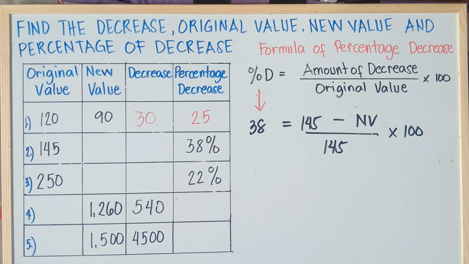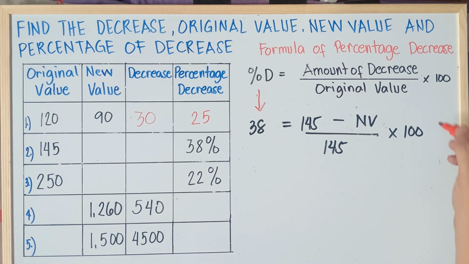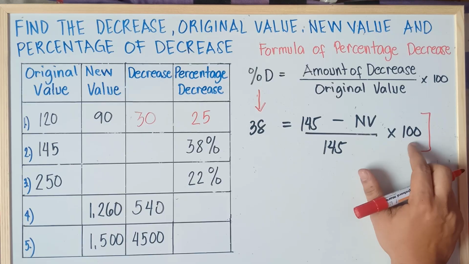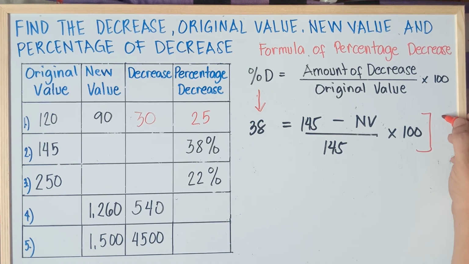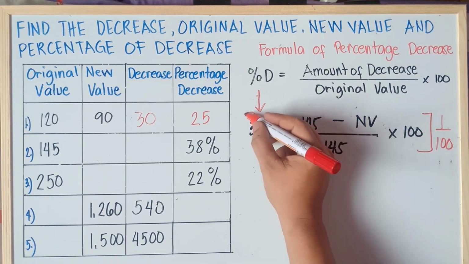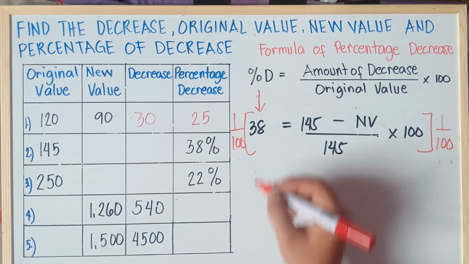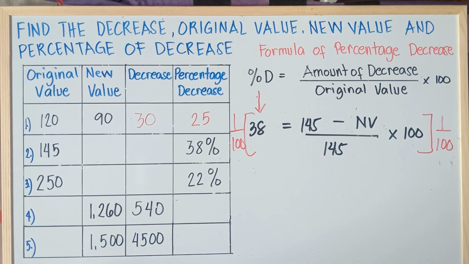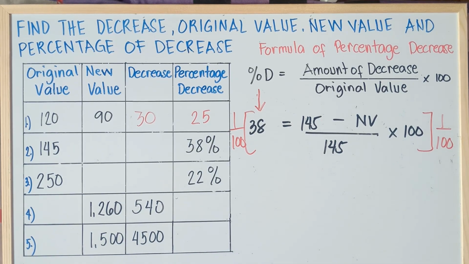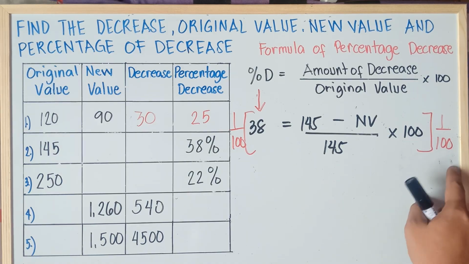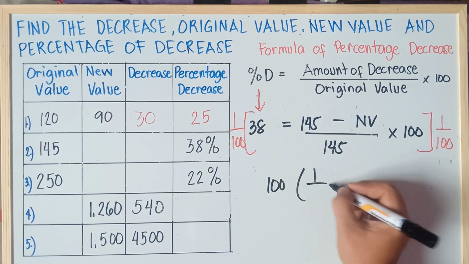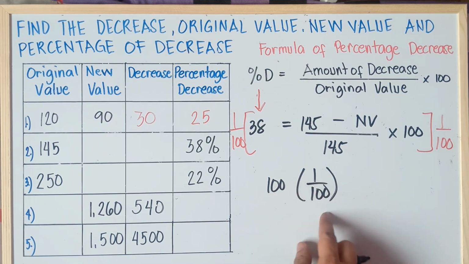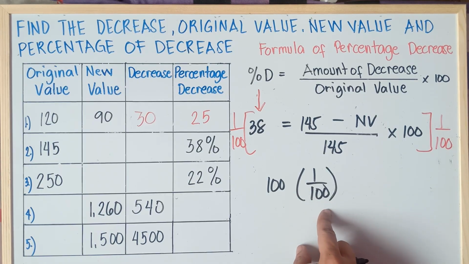To find the new value, class, we need to multiply both sides by 1 over 100 so that we can eliminate this and then do cross multiplication later on. Now, you will be asking, why do we need to multiply both sides by 1 over 100? So that we can cancel this out, class. Because 100 multiplied by 1 over 100, you can simply cancel this out. 100 divided by 100 is 1, right?